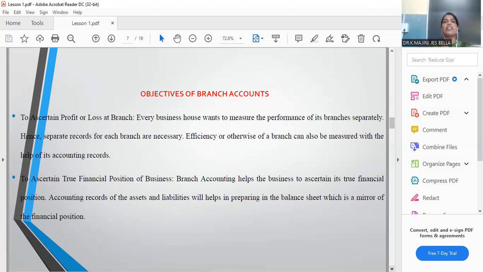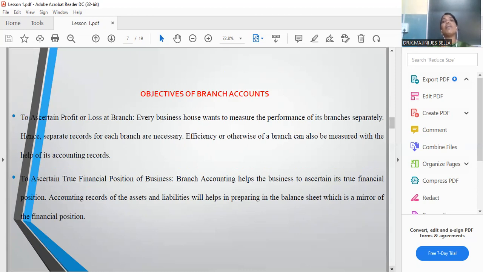Every business house wants to measure the performance of its branches separately. Hence, separate records for each branch are necessary. If separate records are not there, they couldn't identify the profit or loss of the organization. Efficiency or otherwise of a branch can also be measured with the help of its accounting records. Only then could they come to know, right? So the next objective of branch accounting is to ascertain the true financial position of a business unit, right?